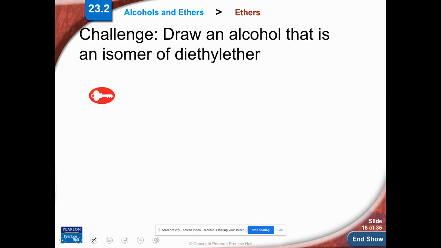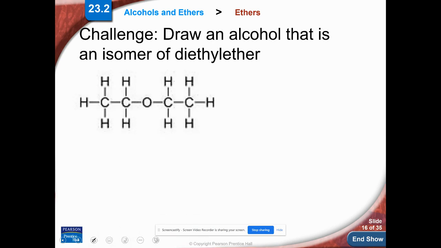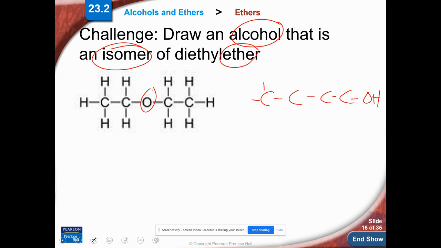All right, so let's draw an alcohol that is an isomer of diethyl ether. So here's diethyl ether. So remember, in isomers, ethers and alcohols are always going to be isomers of each other, right? Because it just works out well with the way that they're bonding and how many oxygens and how many carbons and how many hydrogens. So I just need to take this oxygen and make that an OH. So I'm just going to take that out, and now I'm just going to squish them all together, and I'll just stick that OH there. How's that?